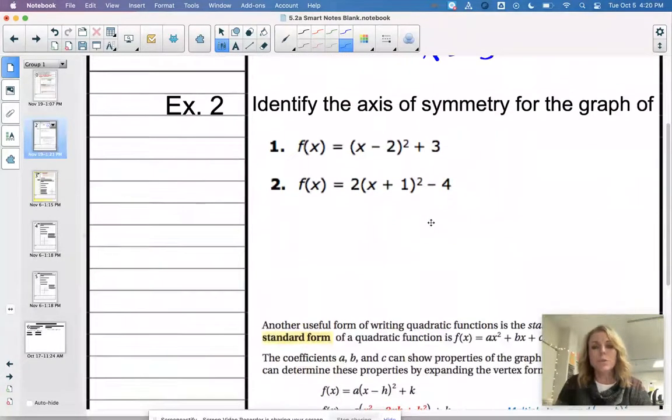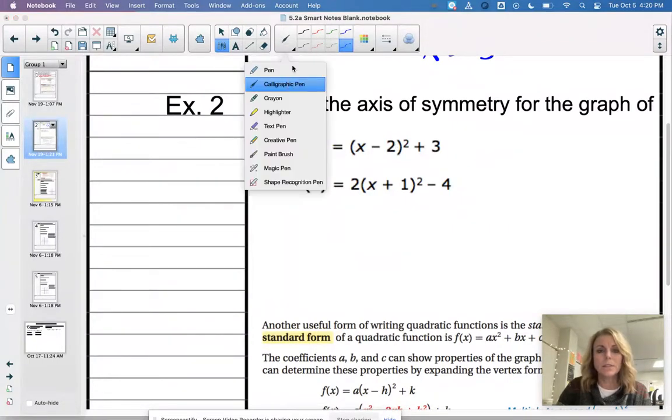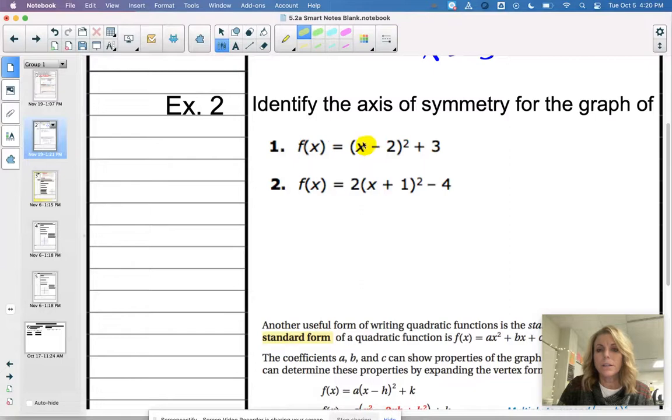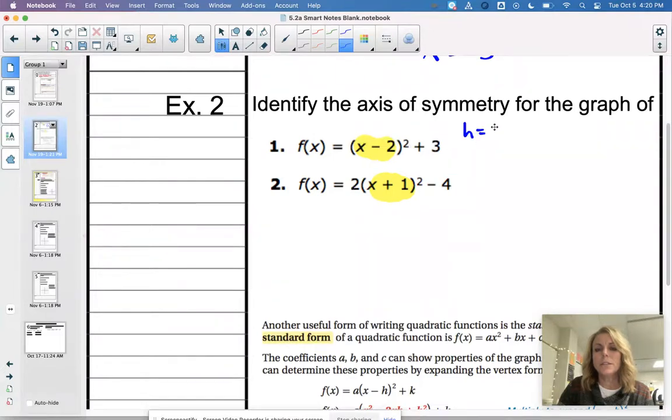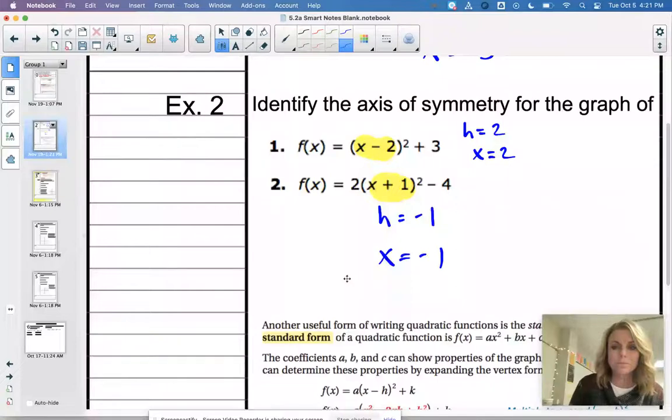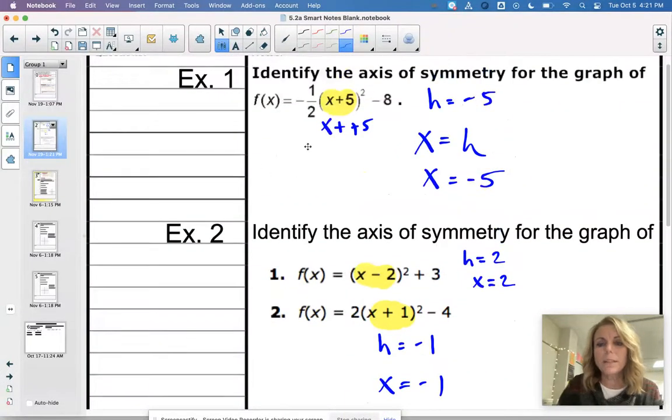On example 2, right here, again, let's look inside here and look inside here to find our h value. Here, h is 2, so the axis of symmetry is x equals 2. Here, h is -1, so the axis of symmetry is x equals -1. So that's what it's asking for. Let's circle what we have. That's our axis of symmetry, that's cutting the parabola in half.